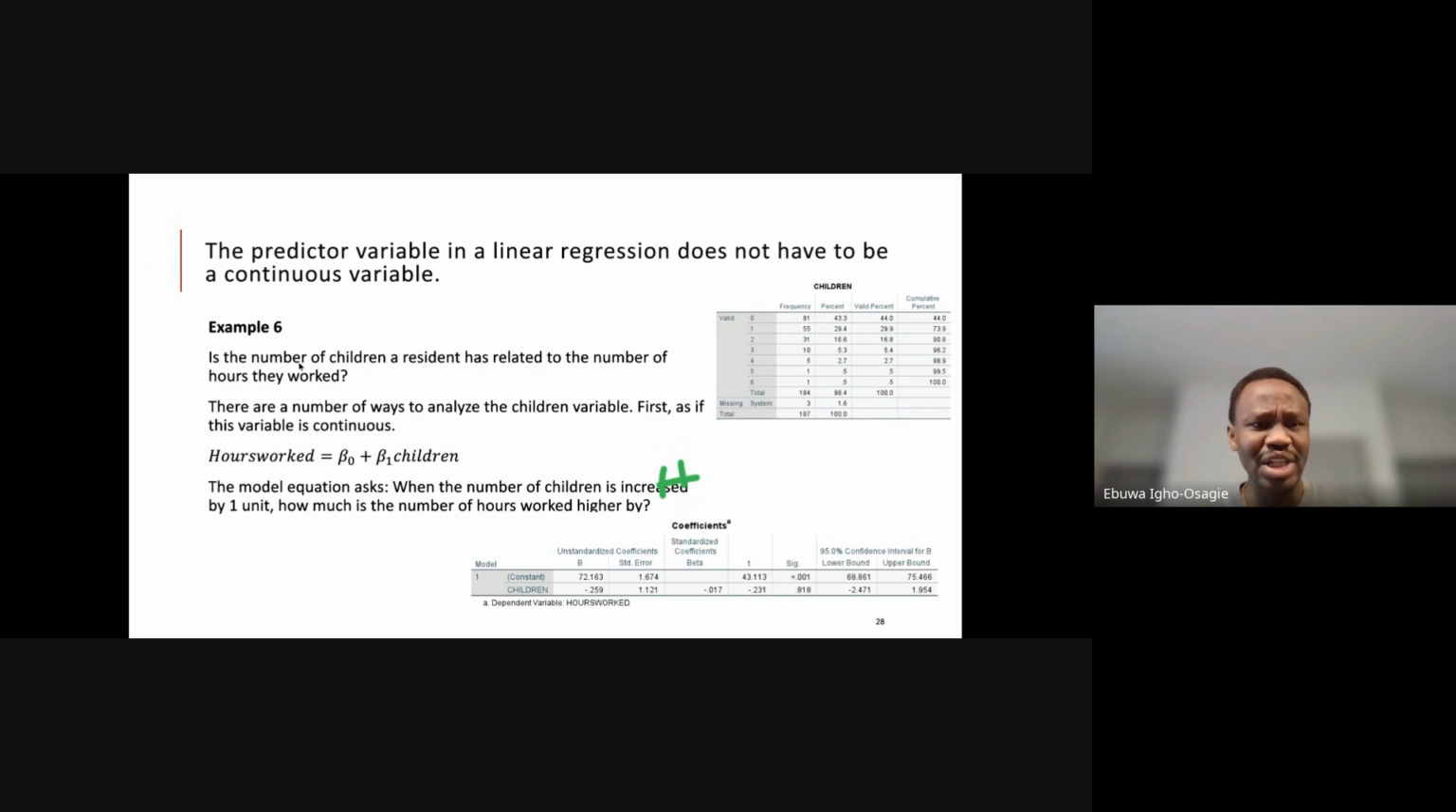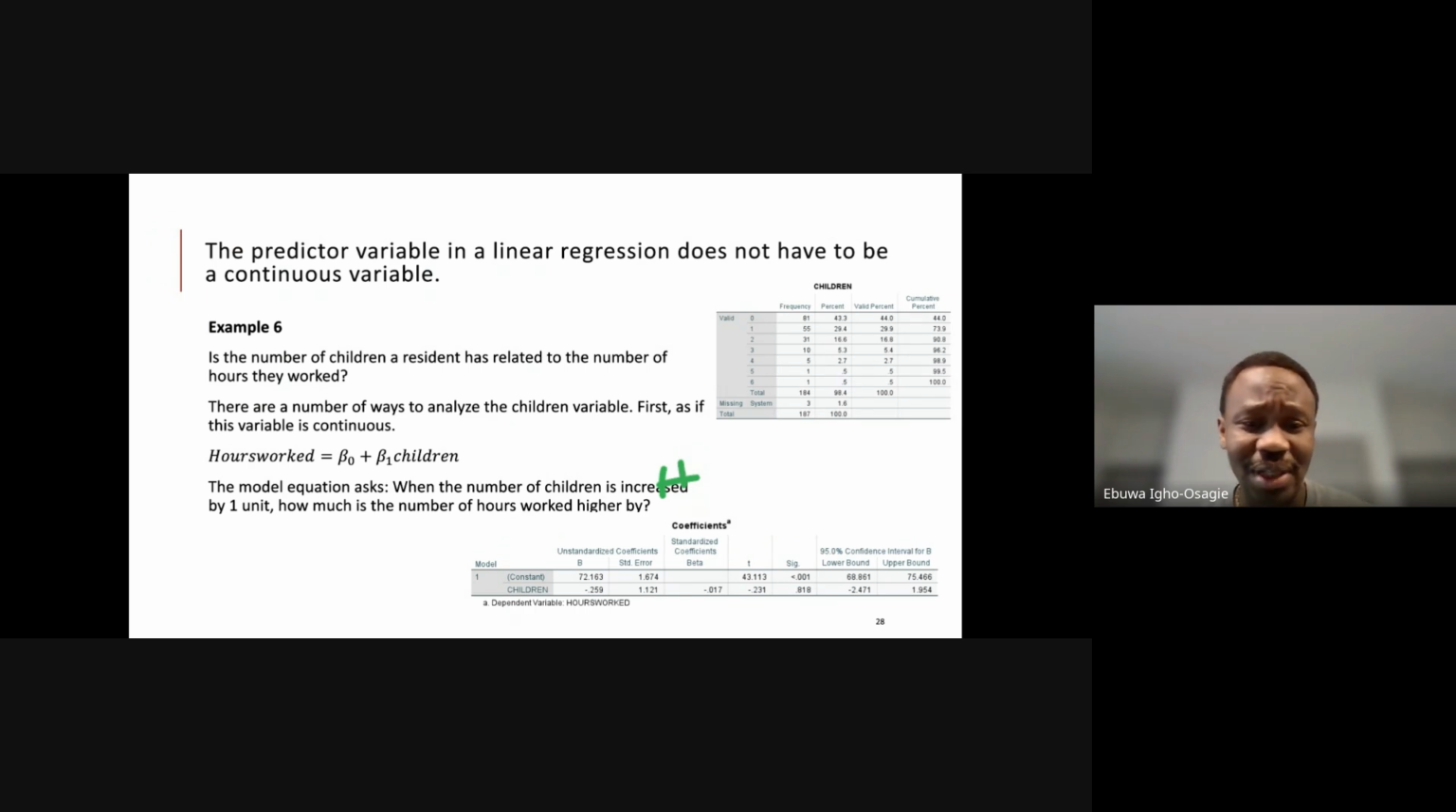Okay, so now we're asking a third question. It's a different question, but it's related to the other two questions. Is the number of children a resident has related to the number of hours? There are a number of ways to analyze this children variable. First, as if they are continuous. So remember what we said, these are discrete. You can't have 1.1 children. Well, if we have 1.1 children, I would like to have a 0.1 child as opposed to a whole child, because maybe they are less trouble.